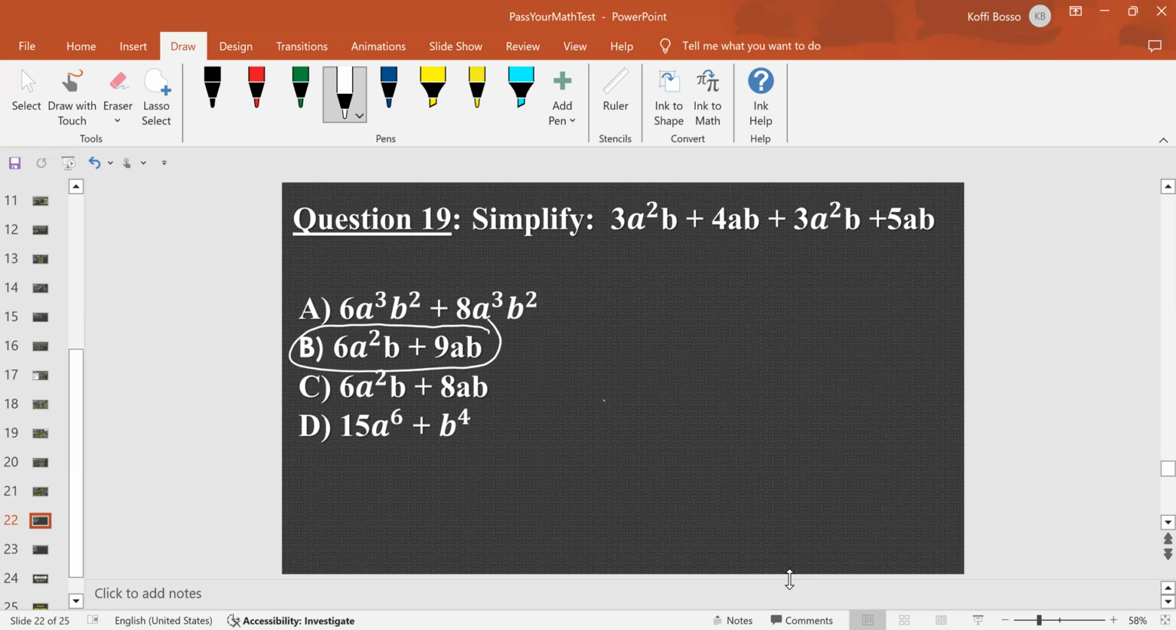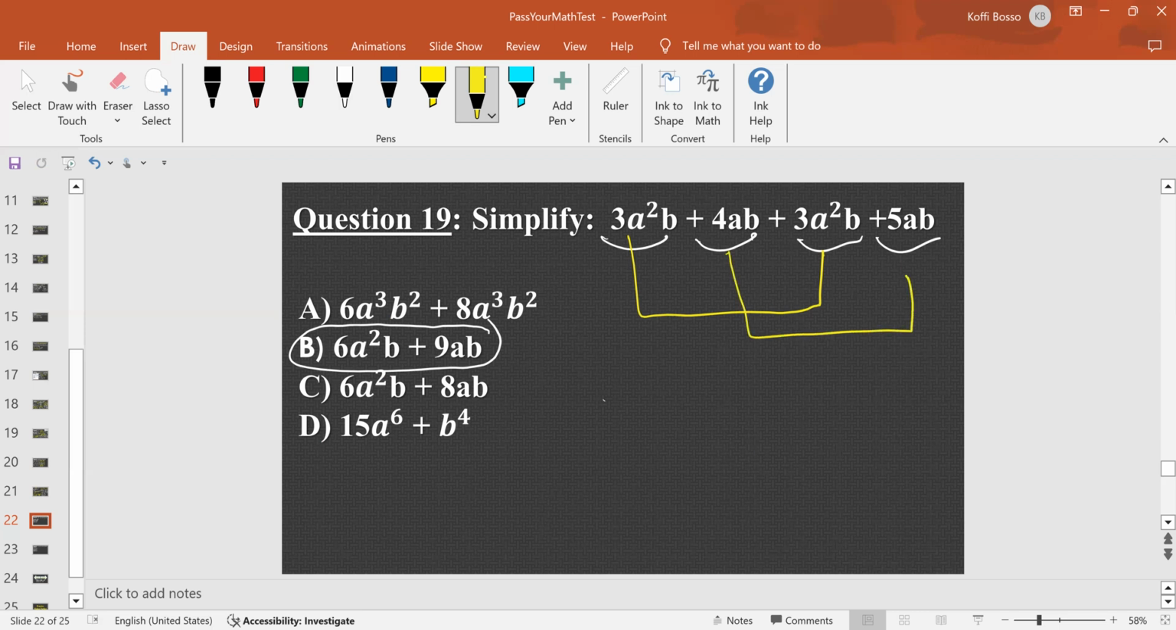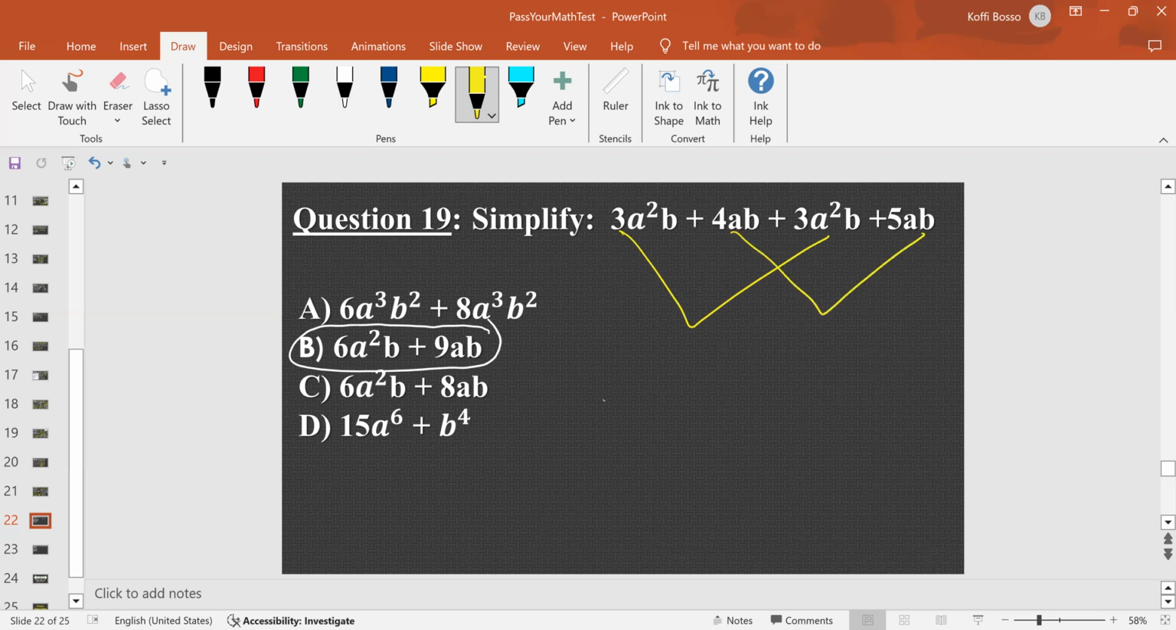Now, how to solve it? Here it is just to combine like terms. We have 4 terms. But in the 4 terms, what are the like terms? The like terms, we have this one and this one. We have this one and this one. Therefore, if you combine like terms here, like this and this, this and this, it's just to add the coefficients. So 3 plus 3 is 6, and you're going to keep a squared b.